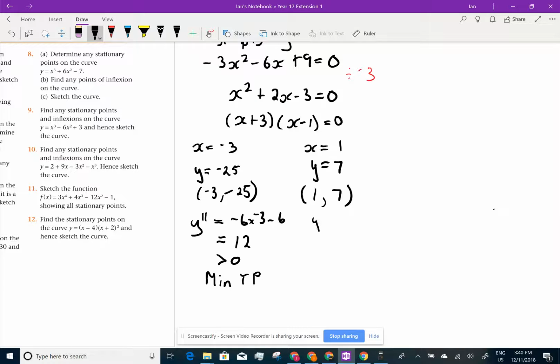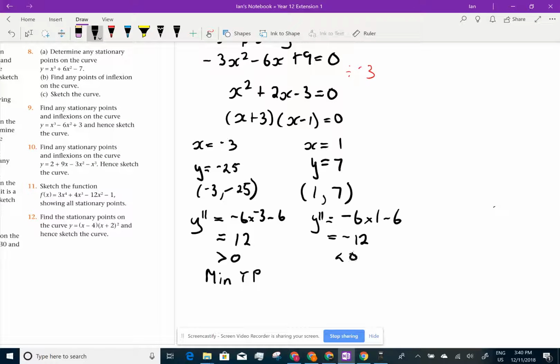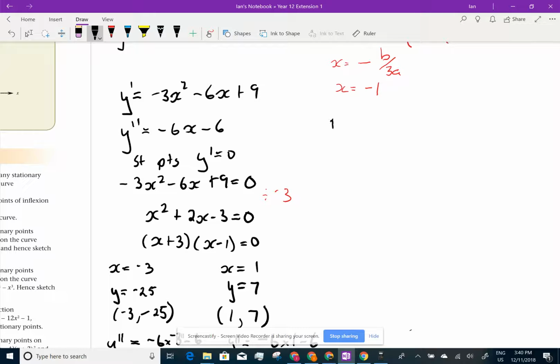And if I go y double dash over here, I get minus 6 times 1 minus 6, so that's going to give me negative 12, which is less than 0, so I get a max TP. And then, I'm doing it underneath what we already know should be the point of inflection. Possible PI, y double dash equals 0. That's minus 6x minus 6 equals 0. That means minus 6x equals 6, x equals negative 1.